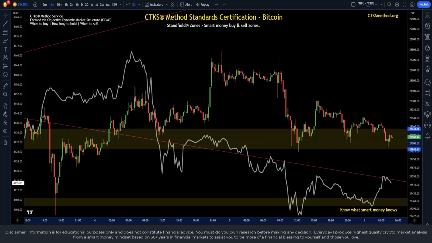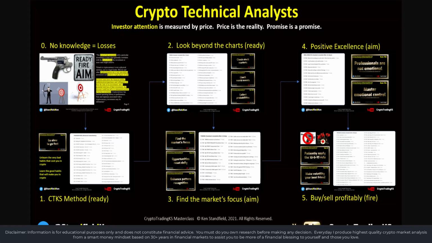If you look at crypto, it's very, very sensitive to risk on and risk off behavior. That's why it's an excellent barometer of investor sentiment. And our focus as professionals is to track investor attention or investor sentiment, and that is always measured by price. Price is the reality. Promise is just a promise, but price is always true.